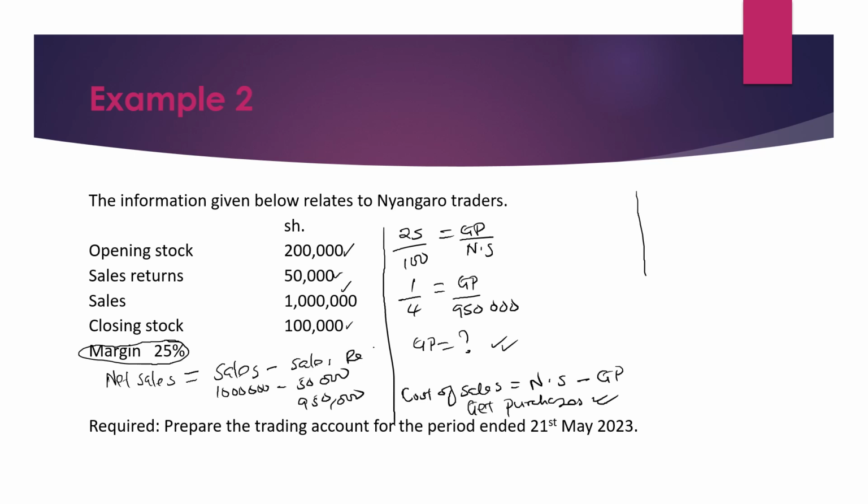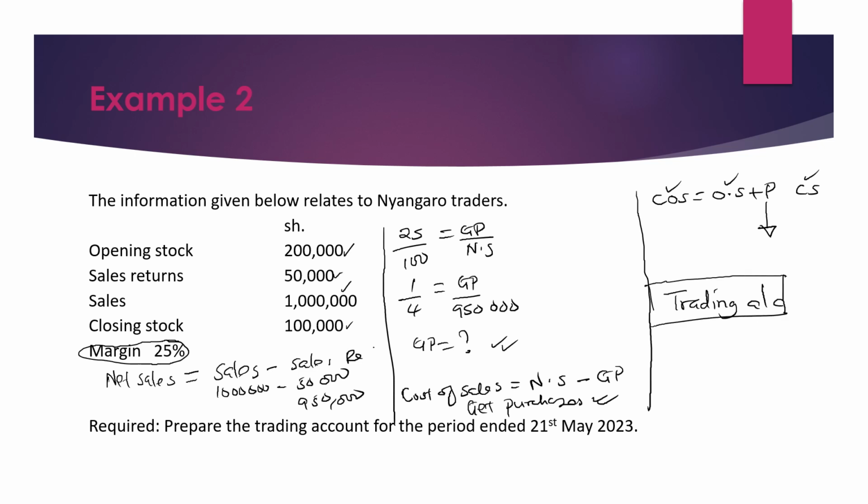And how will you get the purchases? Remember, we have the cost of sales. Cost of sales is equal to the opening stock, which is given, plus the purchases, less closing stock. You also have the opening stock and the closing stock. From there you get the purchases. Then once you have the purchases, you can proceed and draw your trading account. Now that is how we can use margin and markup.